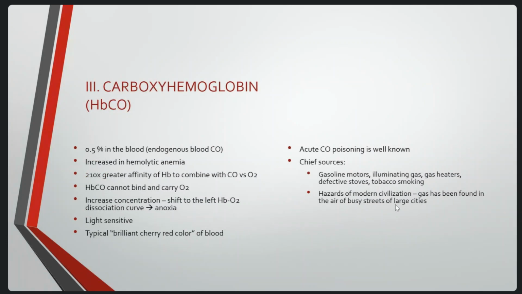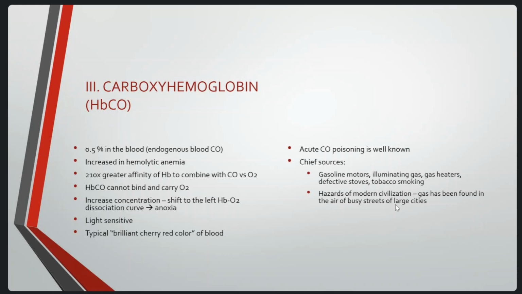Another derivative is carboxyhemoglobin. This is what we see in old movies, associated with poisoning. Normally we can trace carboxyhemoglobin in our blood up to 0.5%, but it is increased in hemolytic anemia, with 210 times greater affinity to combine with carbon monoxide versus oxygen, so that when it is in the form of carboxyhemoglobin, it will not bind and carry oxygen anymore.